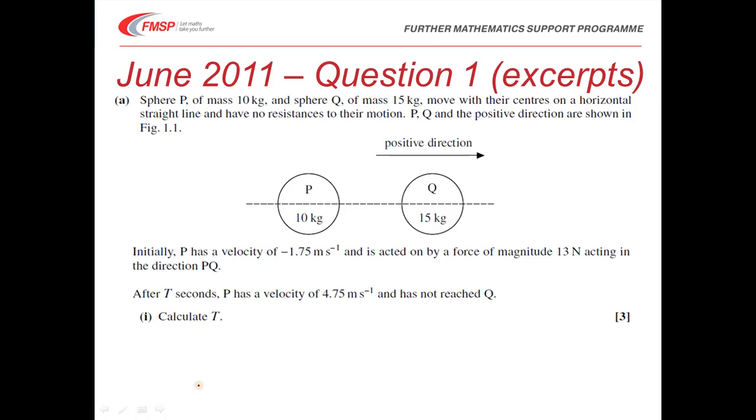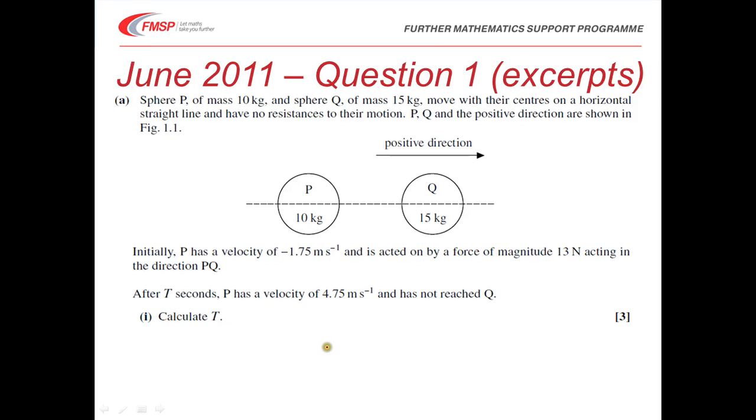I'm just going to go through a couple of excerpts from a question here from June 2011, question 1. Just picking out a couple of extra little topics here that may be of use. So again, if you're watching at home and would like to work this through yourself, do please pause at this point and make that calculation because I'm going to start on the solution.